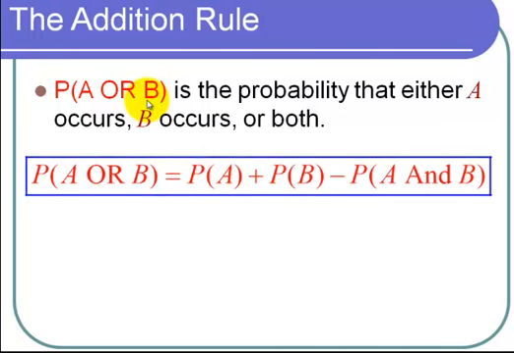So what the addition rule says is it helps us find out what the probability of A or B is. And that is that the probability of A or B is equal to the probability of A plus the probability of B minus the probability of A and B. So A and B means both of them must have occurred for that to be included in that probability.